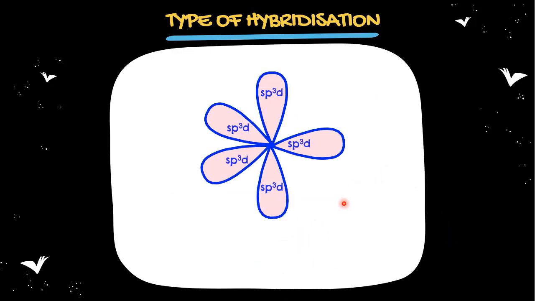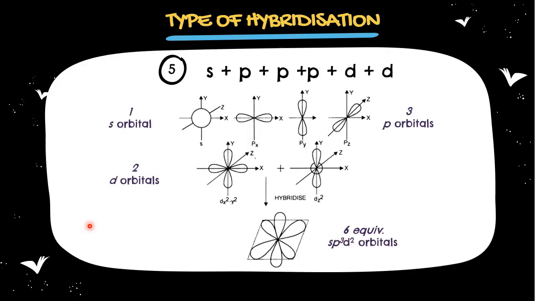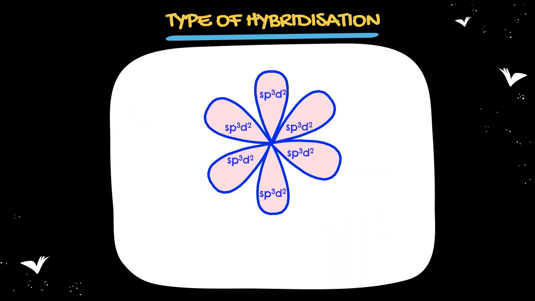The name of the shape formed here is the same as in the 5 electron group arrangement, which is trigonal bipyramidal with angles of 120 degrees and 90 degrees. Last but not least, when one s orbital, 3 p orbitals, and 2 d orbitals combine, they will form 6 equivalent sp3d2 orbitals. From these combinations, an octahedral molecule with an angle of 90 degrees will be formed.